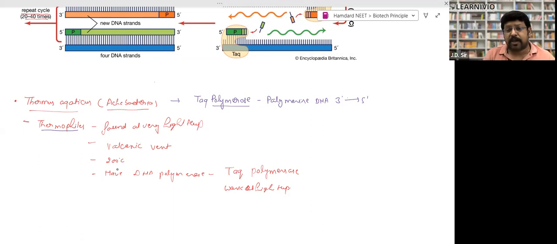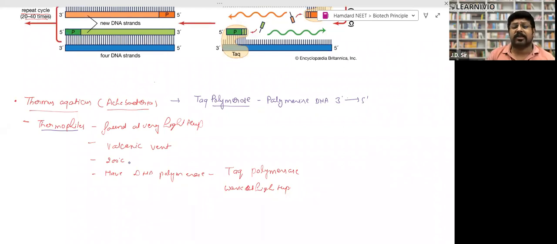At this temperature, no cell can survive other than archaebacteria, these thermophiles, right? And that's why their DNA polymerase is capable of working at the very high temperature. Other DNA polymerases cannot replicate at this temperature. Why? Because DNA polymerases are basically made up of protein, and the melting point of the protein is 60 degrees centigrade.